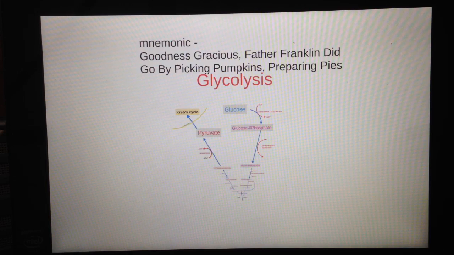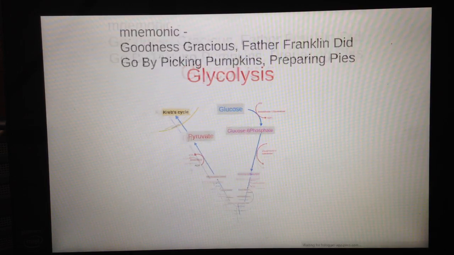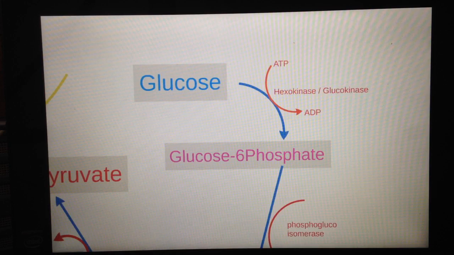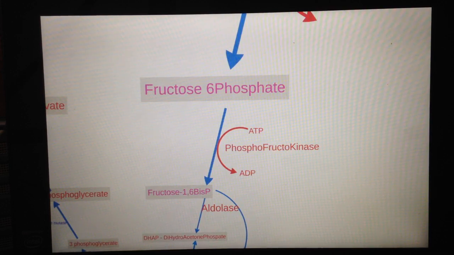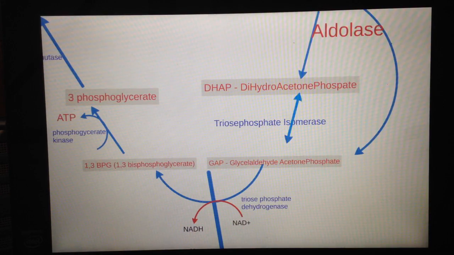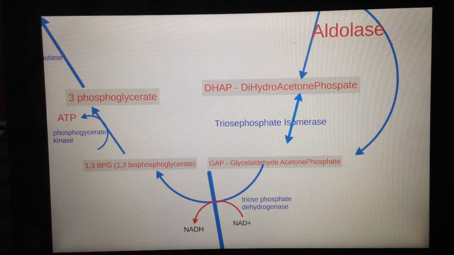Let's run through it. So G, goodness gracious, glucose 6-phosphate. Father Franklin is fructose 6-phosphate and fructose 1,6-bisphosphate. Did go by, so it's D, dihydroxyacetone phosphate, G, glyceraldehyde 3-phosphate, B, 1,3-BPG, 1,3-bisphosphoglycerate.